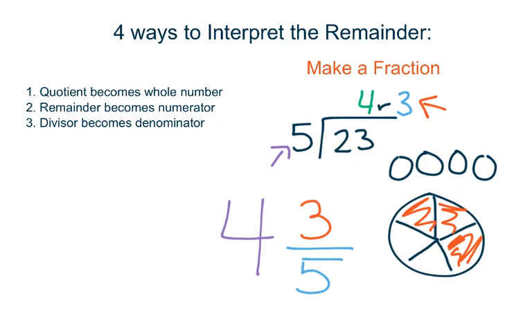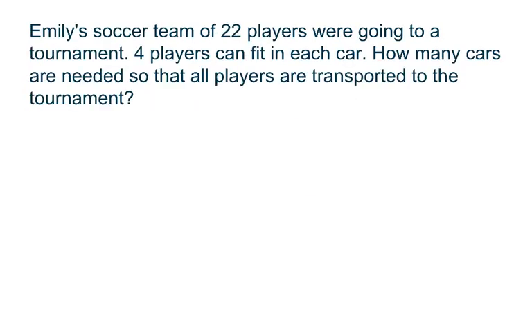All right, now that we know how to make a fraction, and we understand quotient plus 1 a little bit, let's go ahead and talk about some word problems where we would use these two different ways to interpret the remainder. Our first word problem says, Emily's soccer team of 22 players is going to a tournament. 4 players can fit in each car. How many cars are needed so that all players are transported to the tournament?